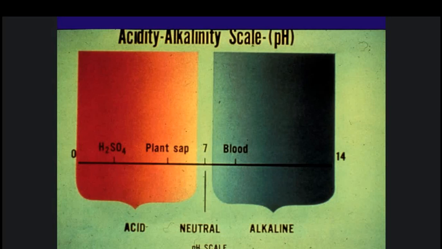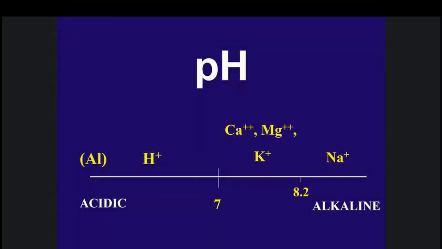Okay, but remember that 7 is the neutral point. As we go down, we've got more hydrogen. As we go up, we've got less hydrogen. So what? Why do we care? Why do we put CEC on that soil test and then pH? Because it tells us so much about what cations are on those cation exchange sites.